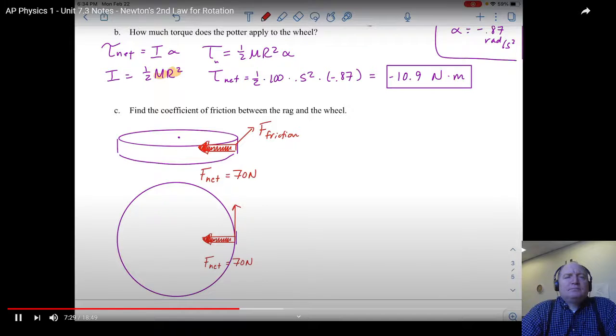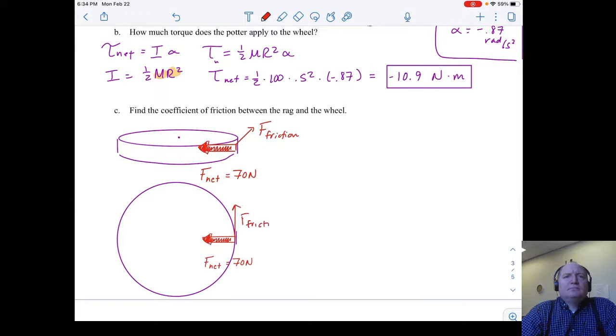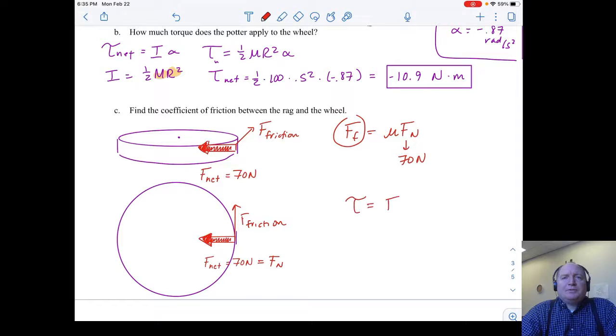To the surface from my top view, the net force, because it's perpendicular, is also a normal force. Again, because this net force is perpendicular to the surface. We know that the force of friction is mu times the normal force. We know that the normal force is 70 newtons. So what I need here is the frictional force. Cool. And the frictional force is what produces the torque. Awesome.